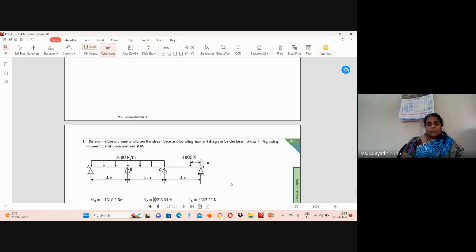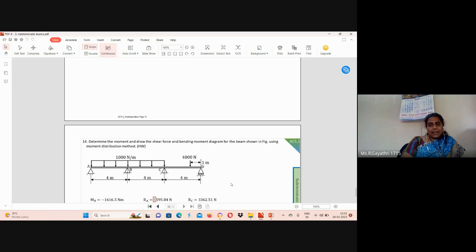MA LAB plus 2MB (LAB plus LBC) plus MC LBC is equal to minus 6 (AAB XA bar by LAB plus ABC XC bar by LBC). First equation. Okay, next we can consider span BCD. Here we can fix MB value also. MB value will be WL square by 8. We can fix MB value also. So we know two values, MA value, MB value.